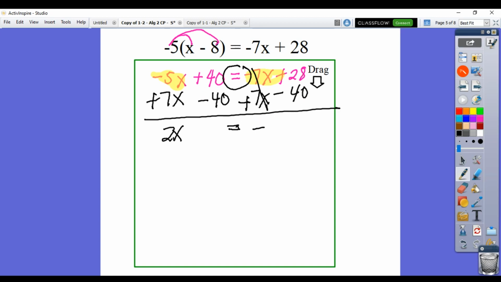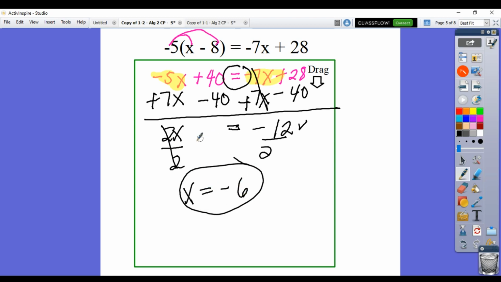And this will give me negative 12, right? And then you know how to solve it from here. You divide everything by 2. Take note it's negative here because 40 is bigger than 28 and 40 has a negative sign. Cross this out, so therefore x equals negative 6. Very simple, right? Kaboom.